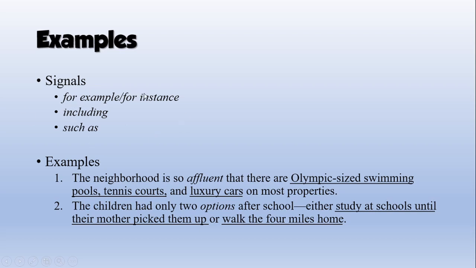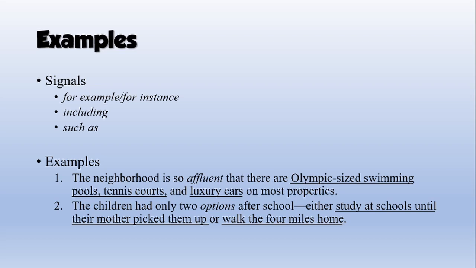Like we have, for instance, including, such as. So let's look at some examples here. I have italicized the difficult words. The sentence is, the neighborhood is so affluent that there are Olympic-sized swimming pools, tennis courts, and luxury cars on most properties. So the writer is giving you examples of how the neighborhood is so affluent. The writer is giving you examples that it has Olympic-sized swimming pools, tennis courts, and luxury cars on most properties.